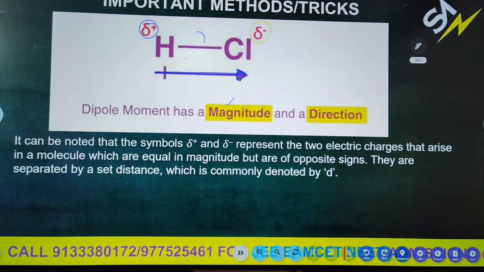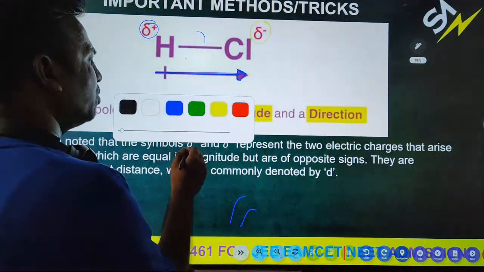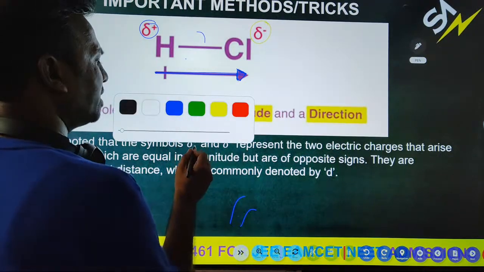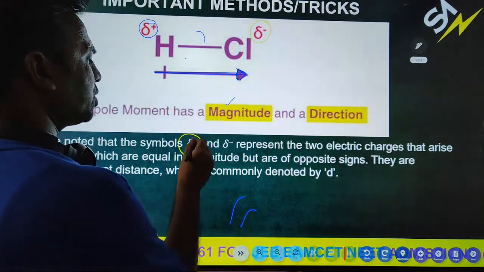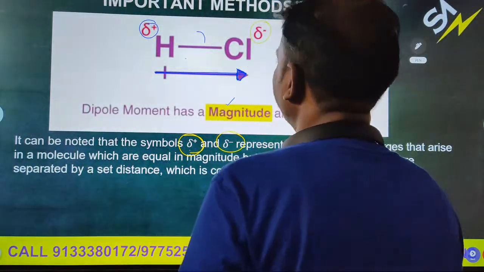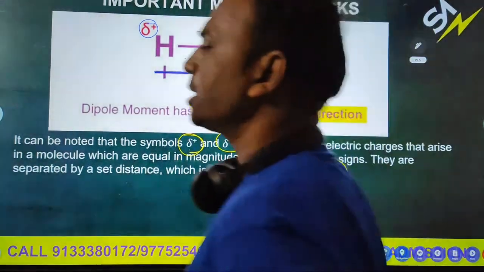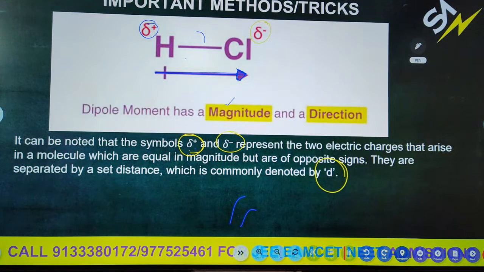Now see here, the same thing which I explained is given here. We are showing it down here also. This molecule contains two charges. What is the first one here? Positive and negative, two electric charges that arise in a molecule. Both are opposite. So this total separation is called the distance, and this distance is denoted by d. So are we clear about the HCl molecule? Yes, we understood the HCl molecule clearly.